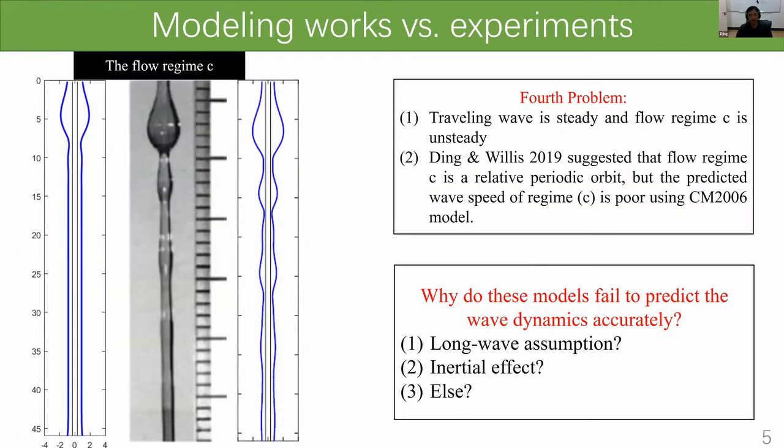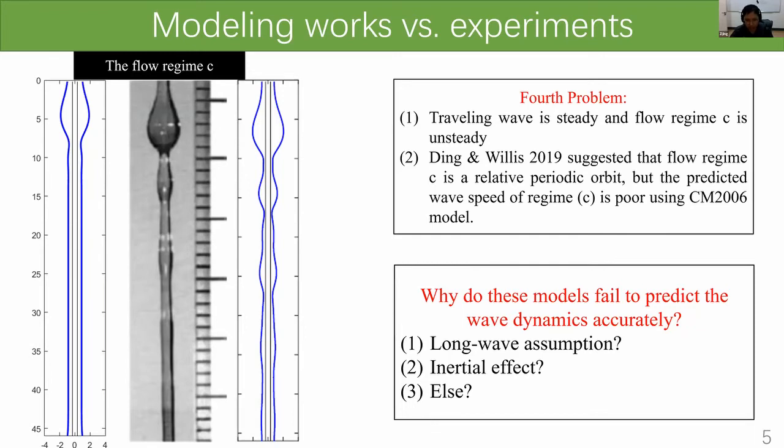The last problem we find is that in the previous studies, they compare the traveling wave solution, which is steady, with the experimental data in flow region C, which is unsteady. Although Ashley and I suggest that flow region C should be compared with a relative periodic orbit, our prediction of the wave speed is poor.